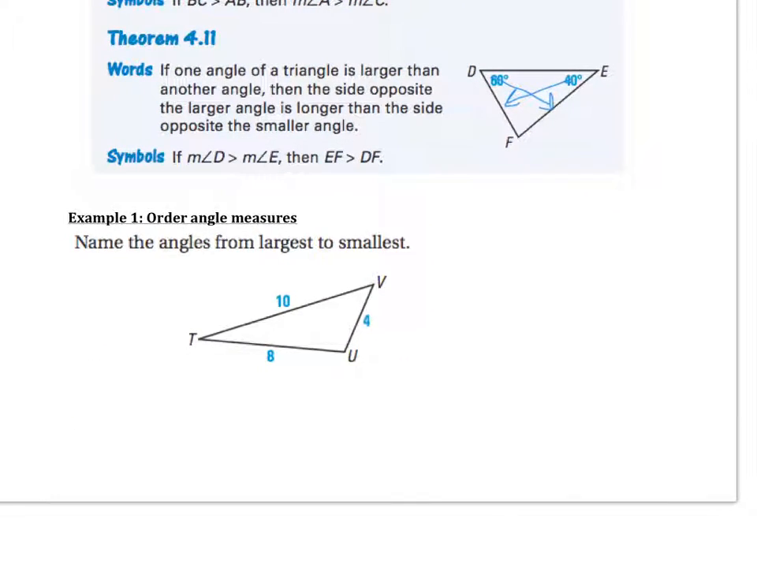So we're going to order angles from largest to smallest. So I can see that 10 is the longest side, so angle U would be the largest, and then 8, opposite that is V, and then 4, opposite that is T.